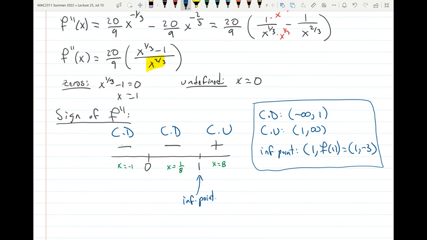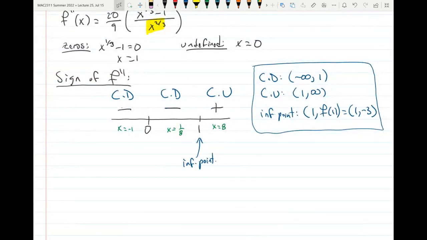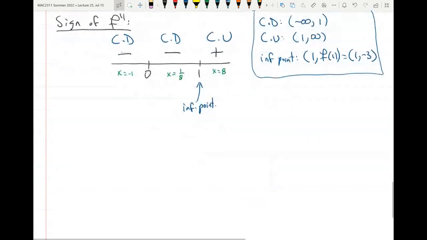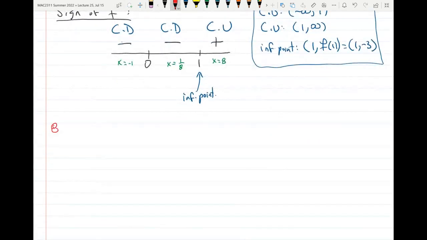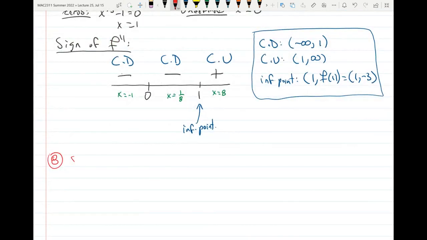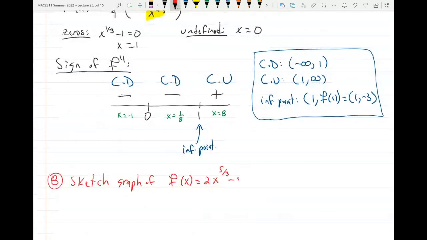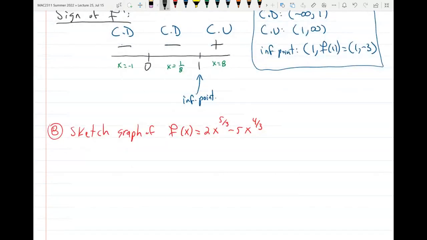All right. So we did step 7. So we found concavity and inflection points. Now we have everything we need. So step 8, let's put all of this together and let's finally produce a picture. So step A, sketch the graph of, and let me repeat the formula here once again. So the function f is 2x to the 5/3 minus 5x to the 4/3. Okay, so let's sketch the graph.